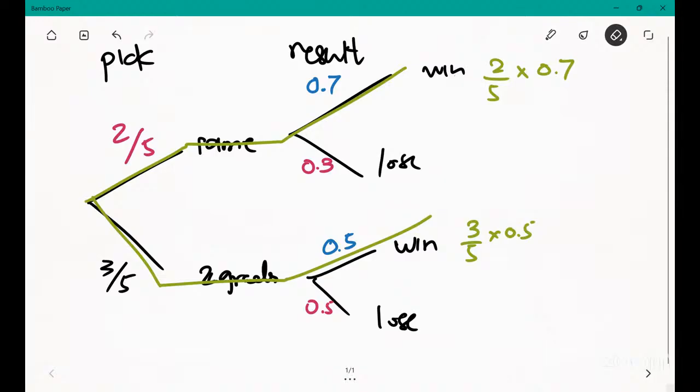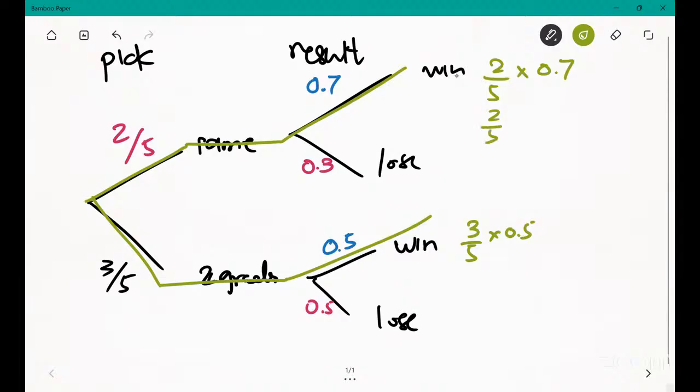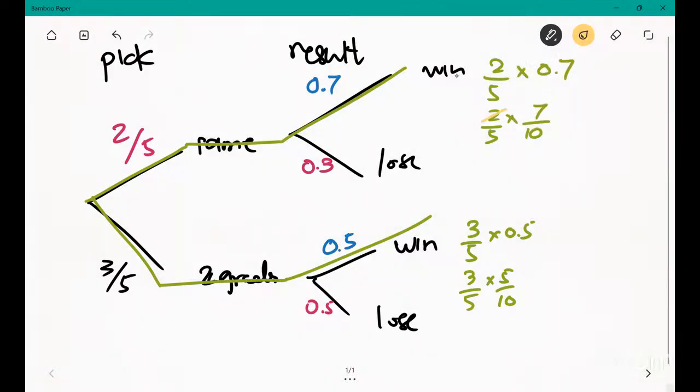So then here also I'm going to convert this into a fraction, because that makes it so much easier. So 2 over 5 into 7 over 10. Here it's going to be 3 over 5 into 5 over 10. Now I'm going to simplify. Here 2 divided by 2, 1. 10 divided by 2, 5. Then you'll get 7 over 35. Then the next one, here you can simplify 5 and you will get 3 over 10.